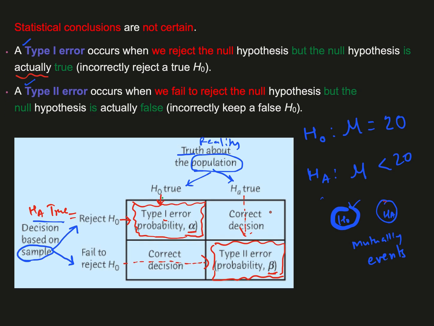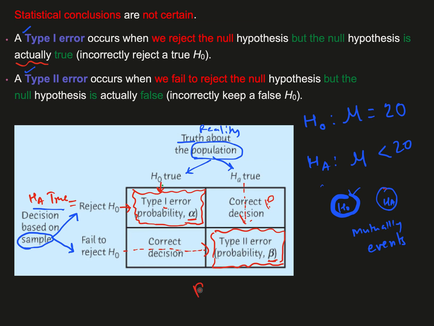We can also look at this particular correct decision cell as power a little bit later, and power is nothing but 1 minus beta. This formula can be useful if you want to calculate one or the other. So just make sure you know that too.